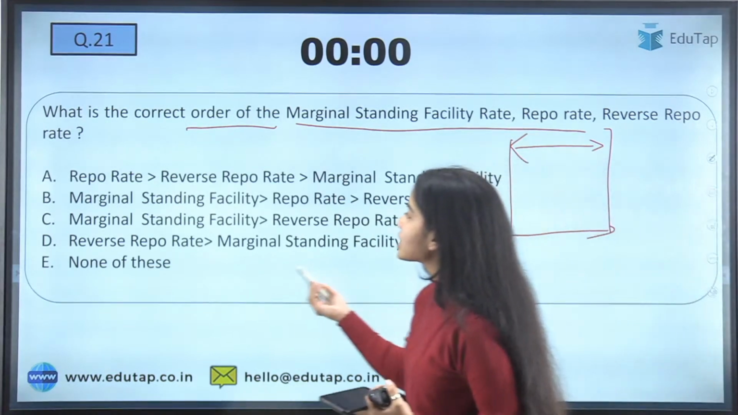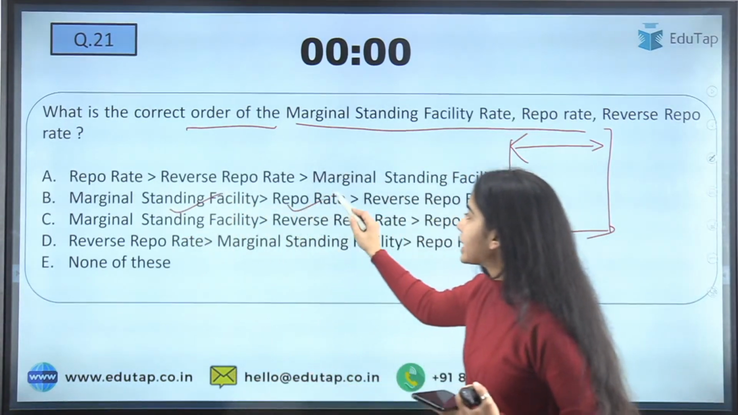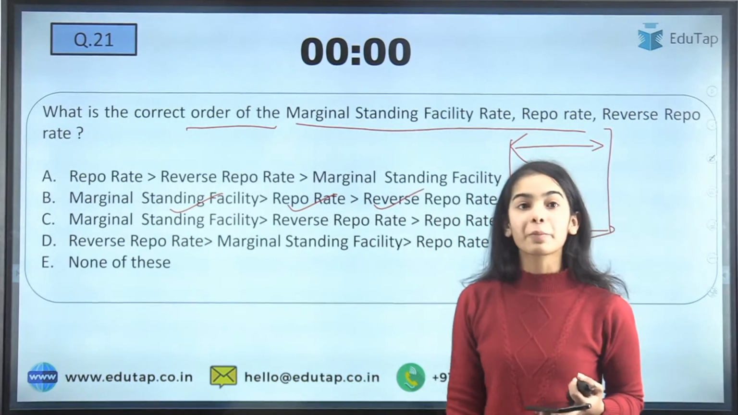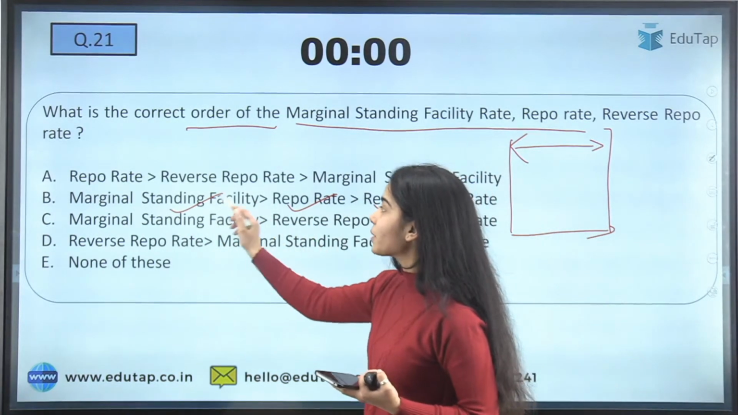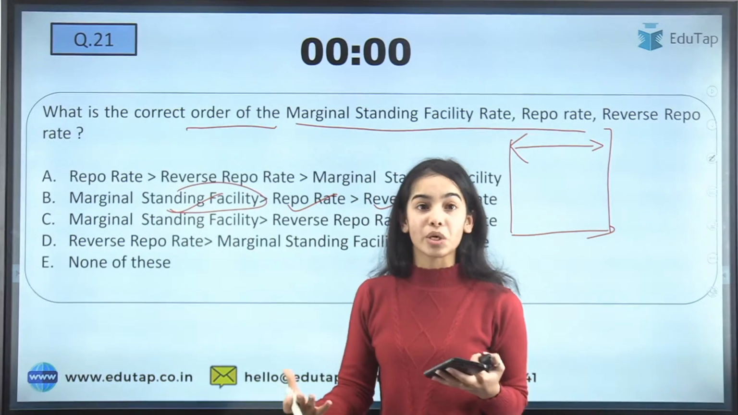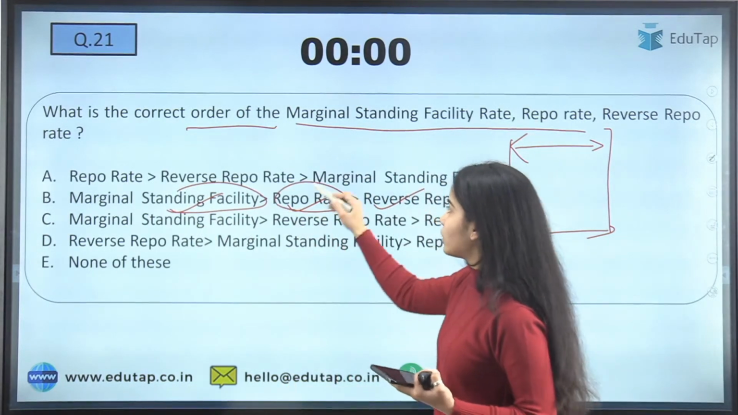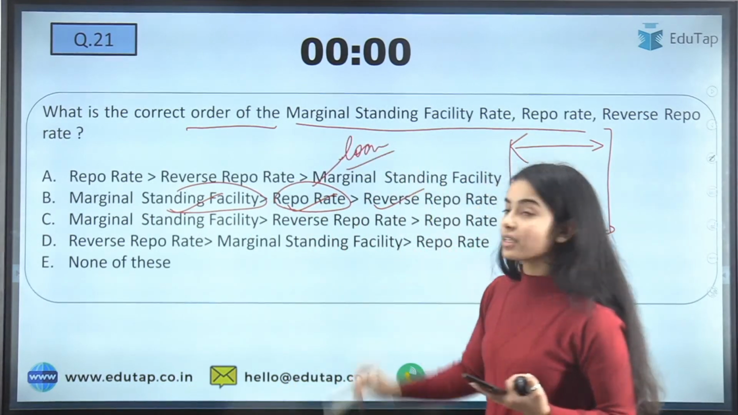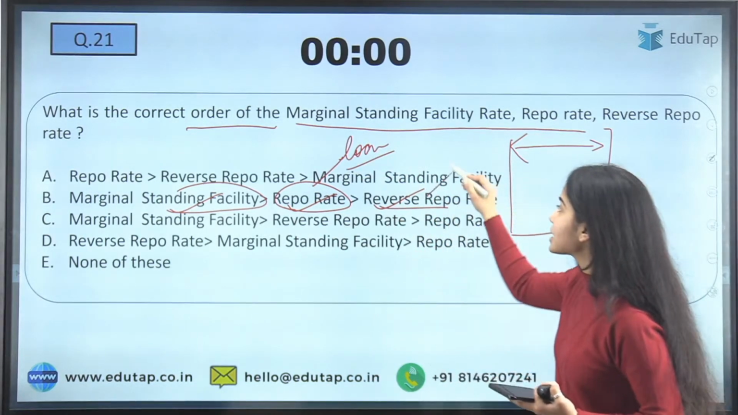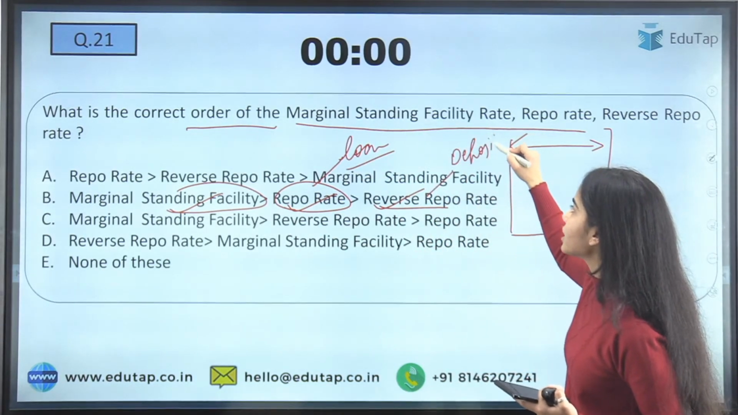So the right answer of this is very easy: the MSF is greater than the repo rate, which is greater than the reverse repo rate. That is, MSF is the highest rate because it is taken in an emergency situation. Repo rate is the loan that is taken by the banks, and reverse repo rate is the deposit that the banks are doing with the RBI.